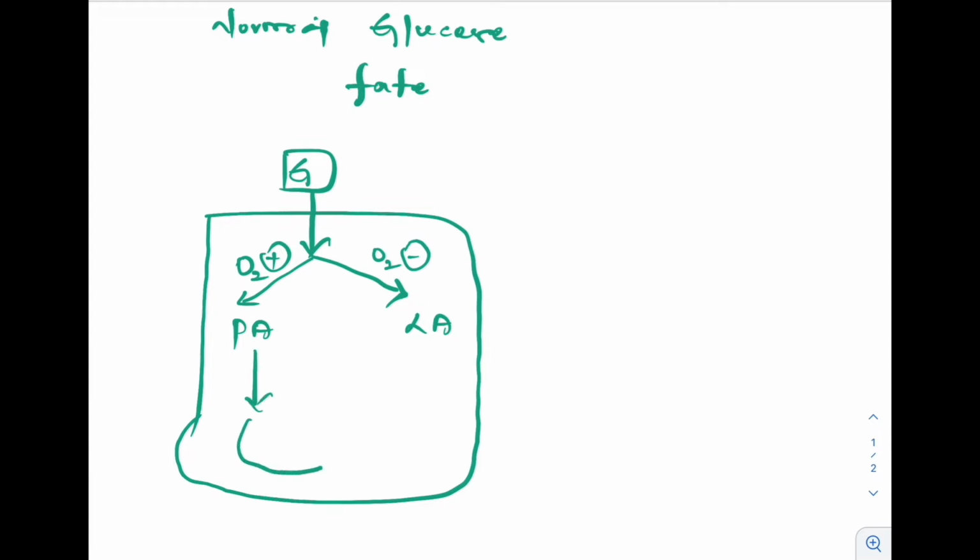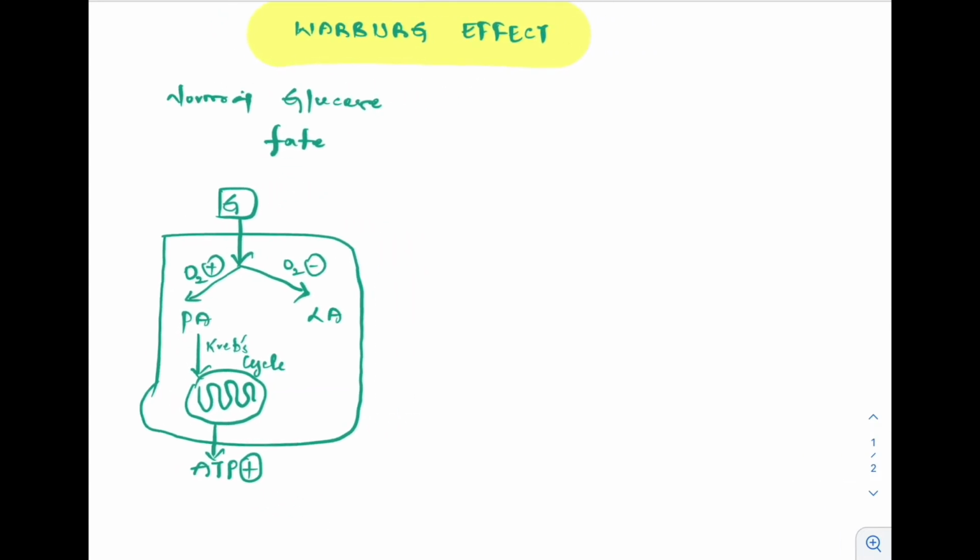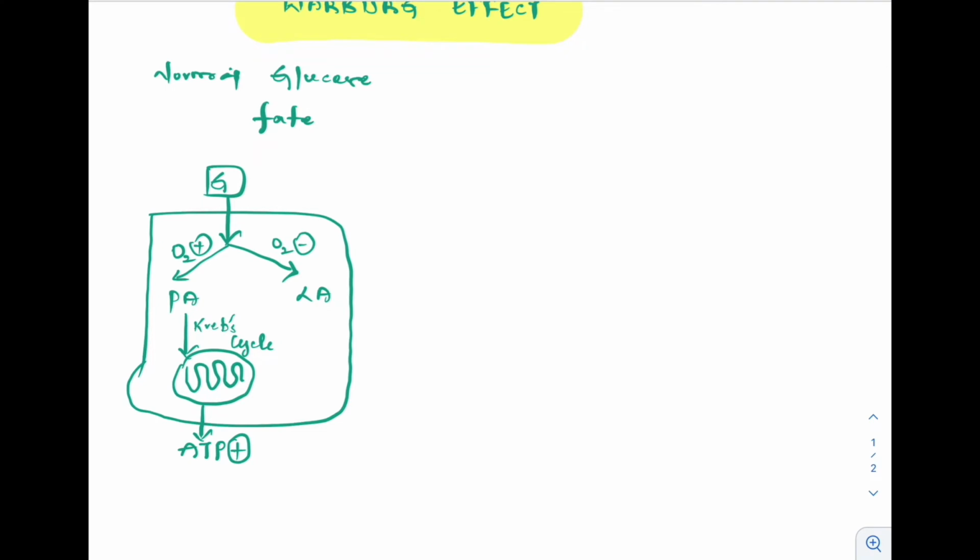The formed pyruvic acid will enter into the mitochondria, that means it enters into the Krebs cycle. With the help of the Krebs cycle, the cell forms lots of ATPs, which are useful in normal metabolism. This is the normal glucose fate.